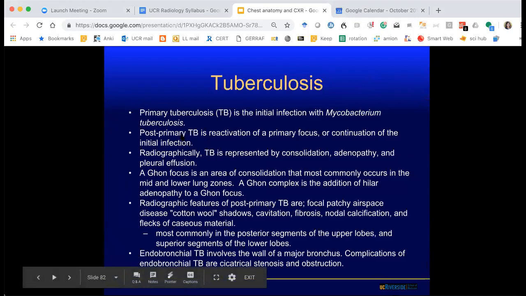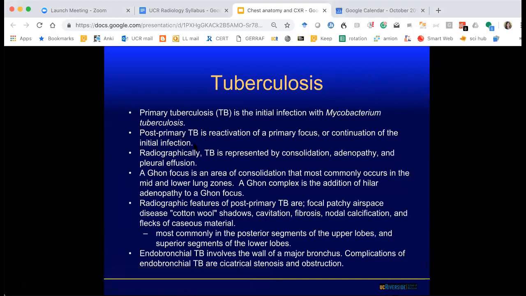In contrast, reactivation TB or post-primary TB usually presents in the more oxygenated part of the lung. So we think of the lung apices and the superior segments of the lower lobes as typically where reactivation happens, in contrast to primary TB, where you don't necessarily have that geographic preference, and it's more hilar adenopathy. Okay?